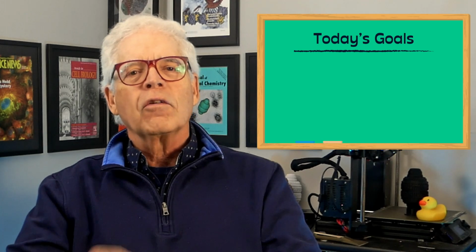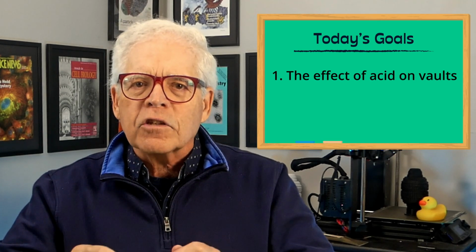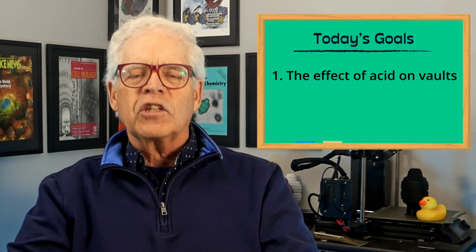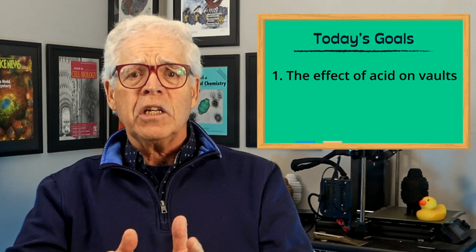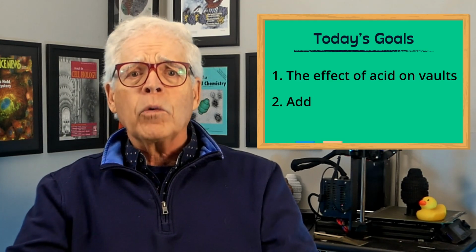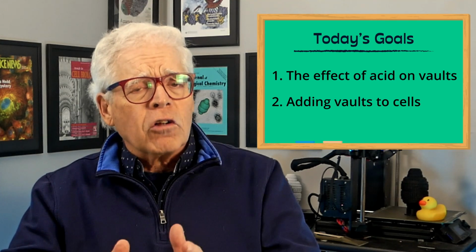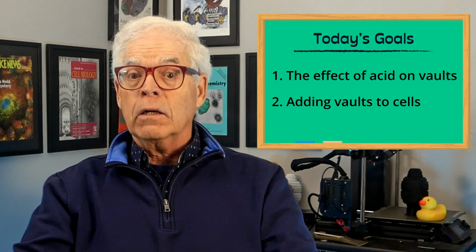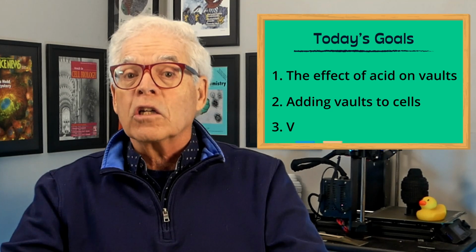In our last video, I described the process of vault packaging and explained how even large cargo gets into the vault. Today, I want to cover 3 things. First, I want to describe what happens to vaults when they are subjected to an acidic environment, like what a vault might see in the stomach. Second, I want to tell you what happened when we added vaults to cells. Finally, I'll describe the effect of vaults on cells of the immune system. Stick around and find out if vaults will act like a pathogen and induce an immune attack.